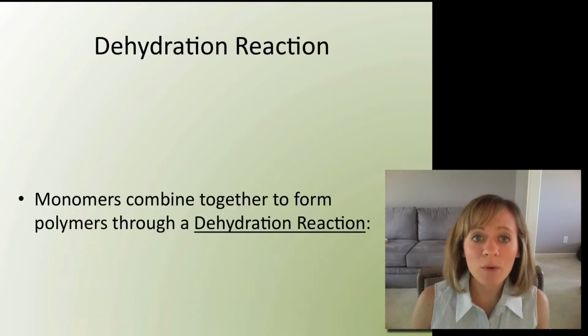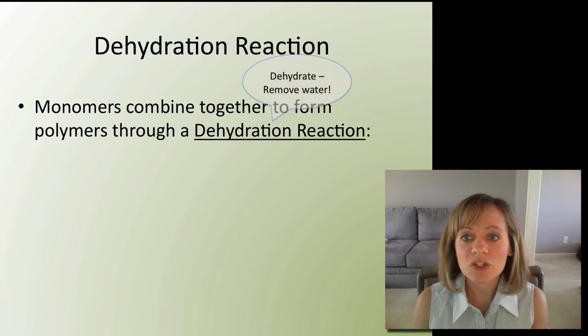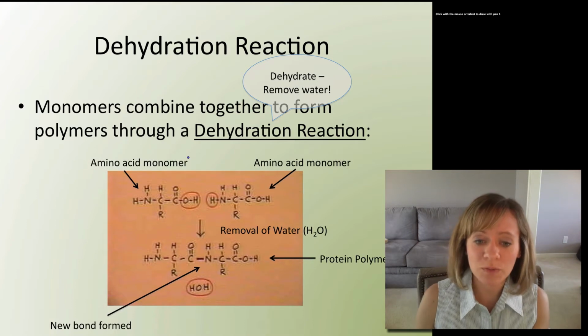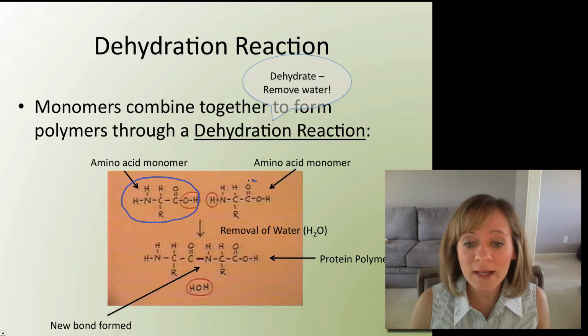And how do they come about? Well, the reaction that joins monomers together is called a dehydration reaction. Dehydrate simply means to remove water, and during this reaction, a water is removed. So what we have here is two monomers, two amino acids, one and two.